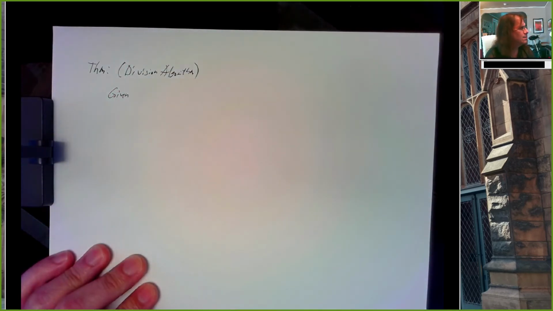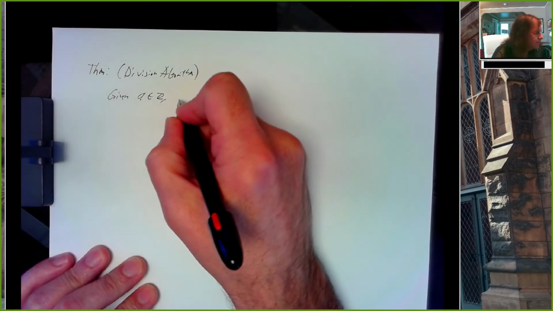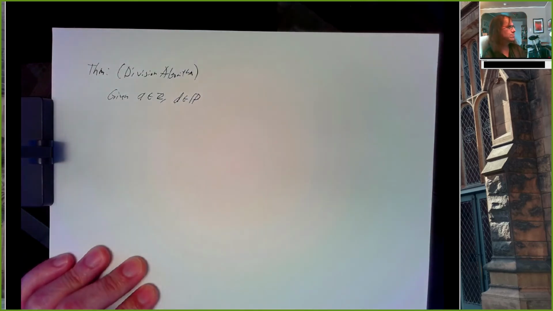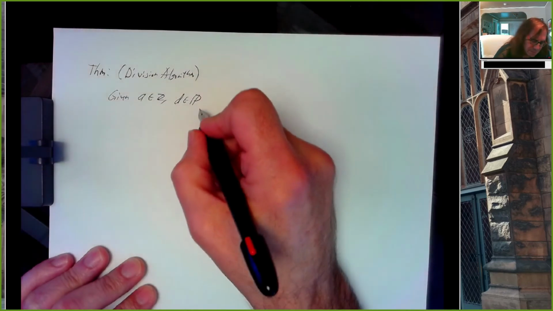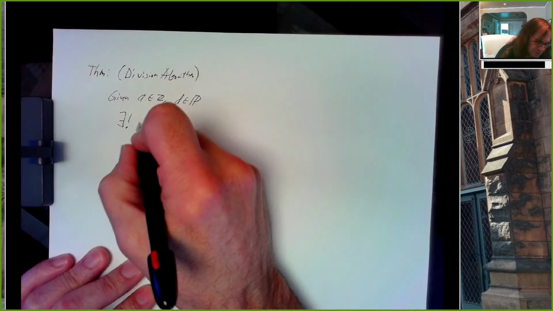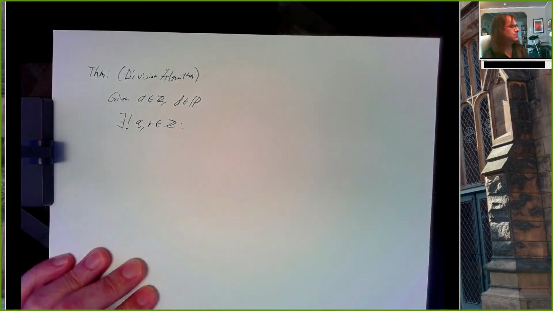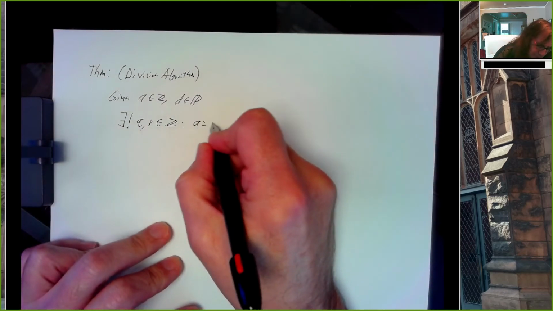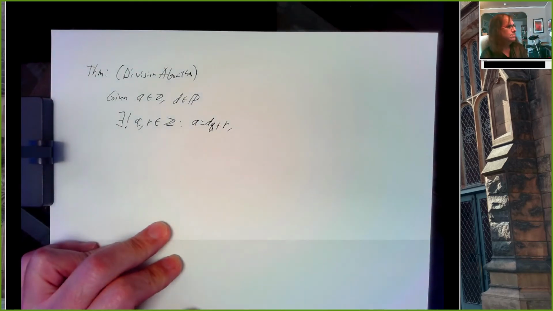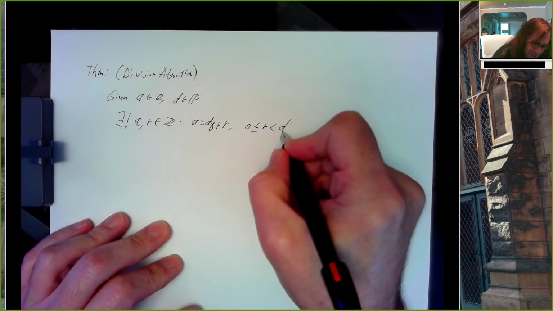So given a in Z, and d in the set of positive numbers, there exists a unique quotient and remainder in Z such that a equals dq plus r, and 0 is less than or equal to r is less than d.